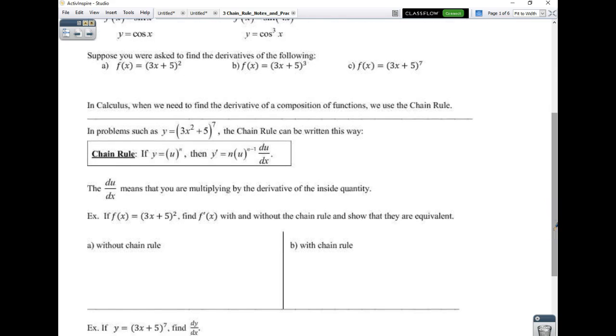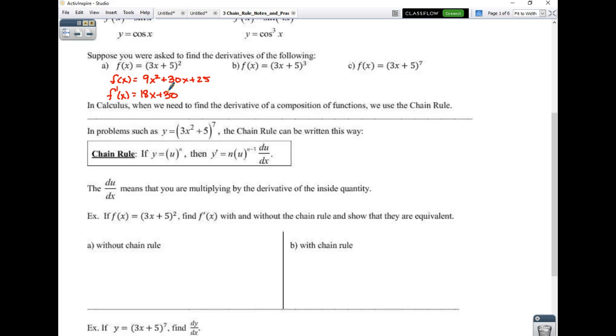So, just to put things into context, if I were to ask you to do question A here, and I asked you to find the derivative of 3x plus 5 squared, you could do that. You have the capacity to do that. We would have to expand 3x plus 5 squared. What would we get if we expand that? It would be 9x squared plus 30x plus 25. So if I ask you to take the derivative of that, you would get 18x plus 30.